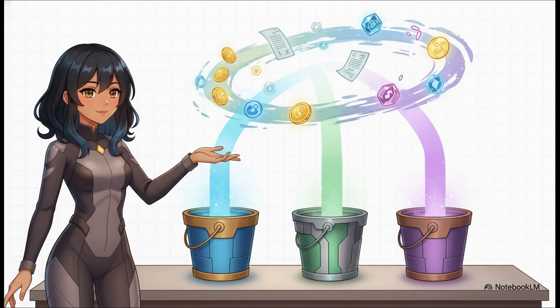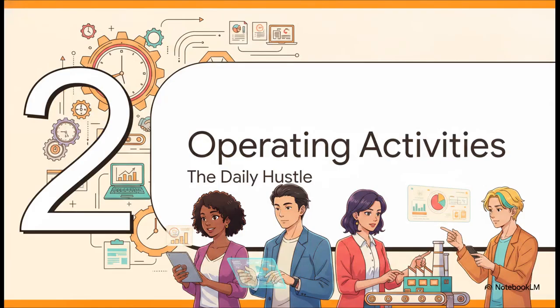To actually make sense of all this money moving around, the statement takes every single transaction a business makes and sorts them neatly into one of three distinct buckets: operating, investing, and financing activities. Seriously, if you can master these three buckets, you've pretty much unlocked the secret to reading any cash flow statement on the planet. Which brings us to Section 2, Operating, the daily hustle.